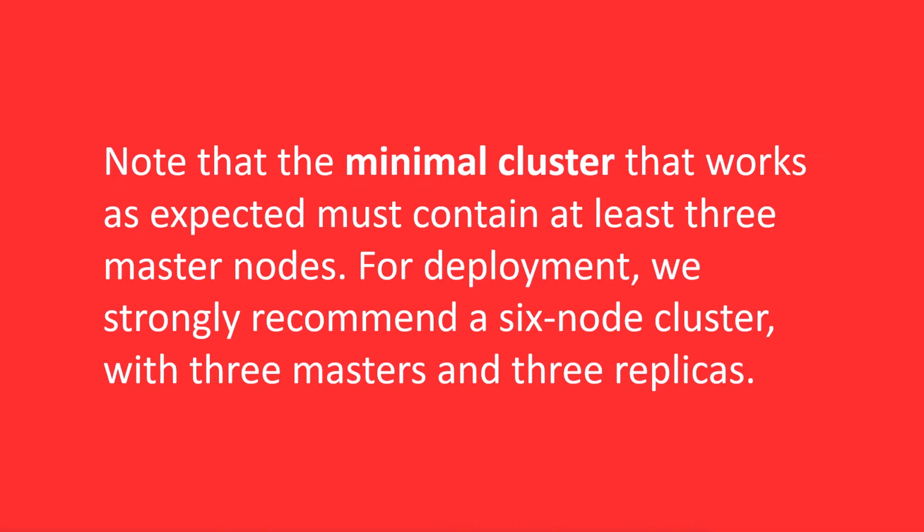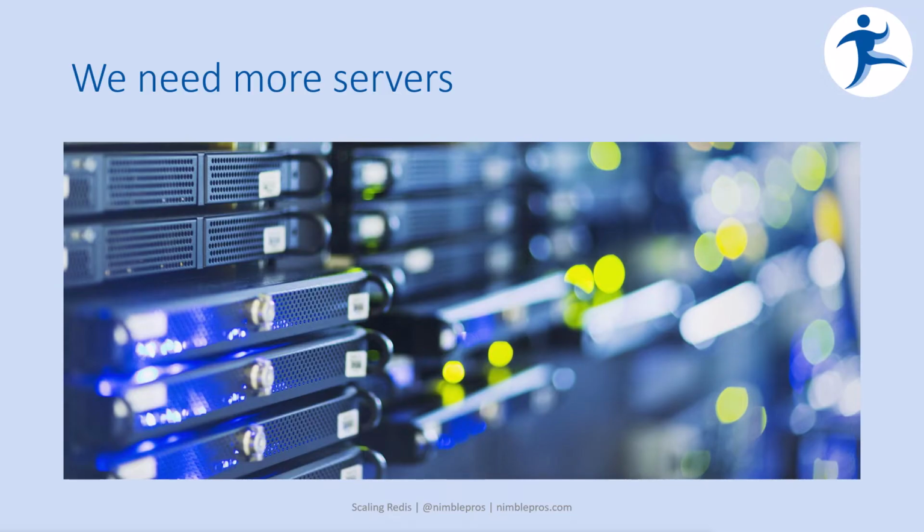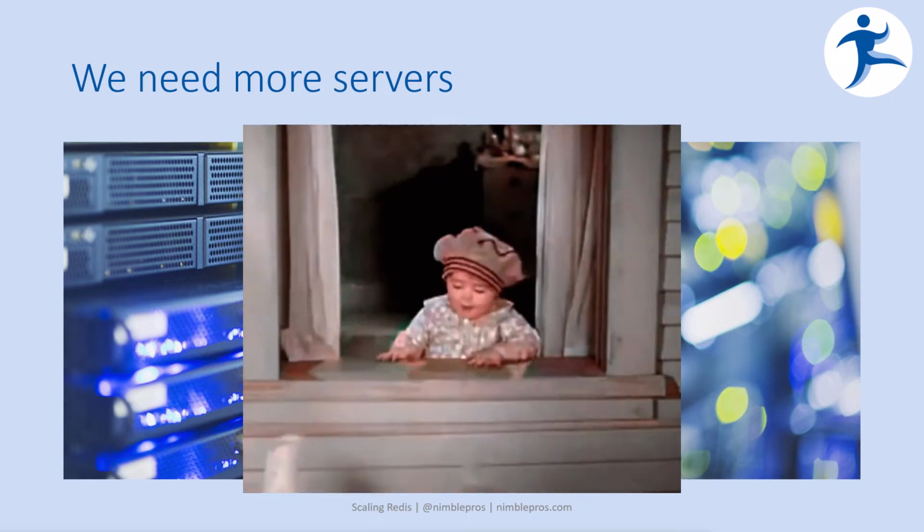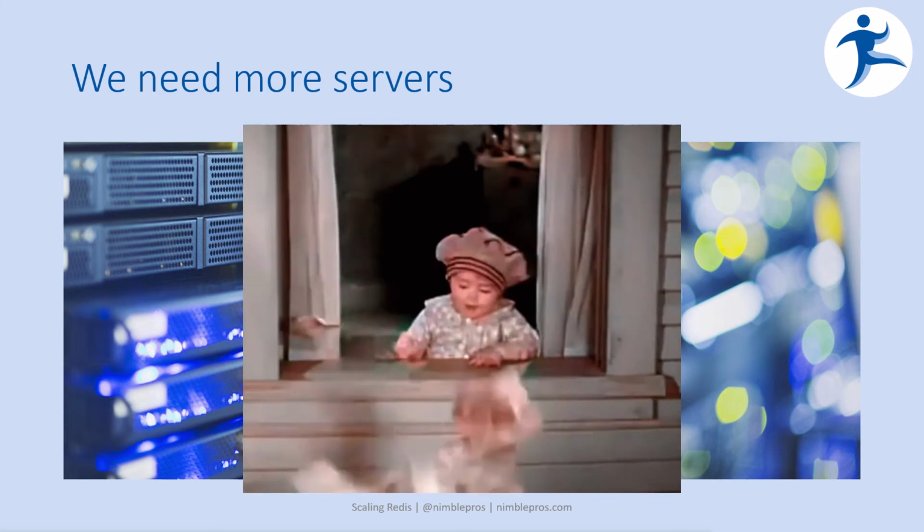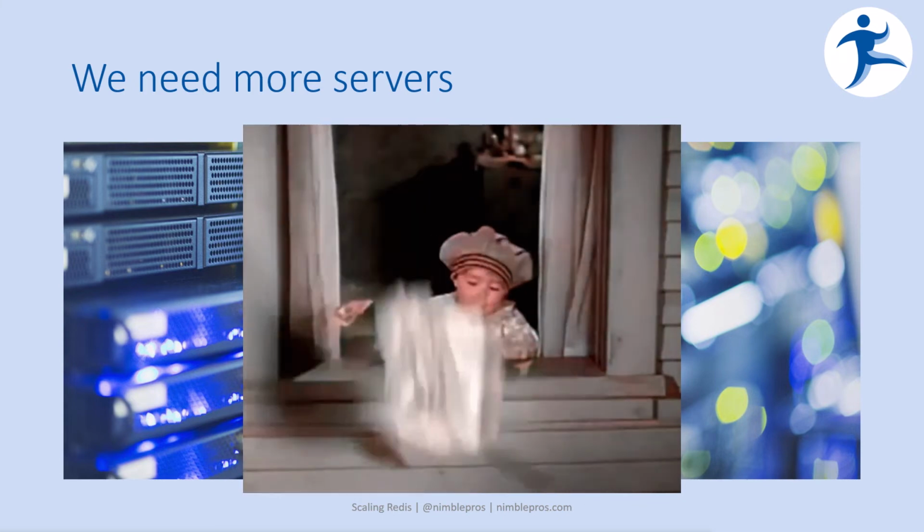Wait a minute. The docs say that the minimal cluster that works as expected must contain at least 3 master nodes and is strongly recommended to include 6 nodes total. I wasn't expecting that at this point. I thought 3 servers would be more than enough, but it turns out we're going to need more servers, so things just got a little bit more expensive. That's all right. We'll go buy or provision some more resources. We'll just crank up some more VMs in our cloud provider.